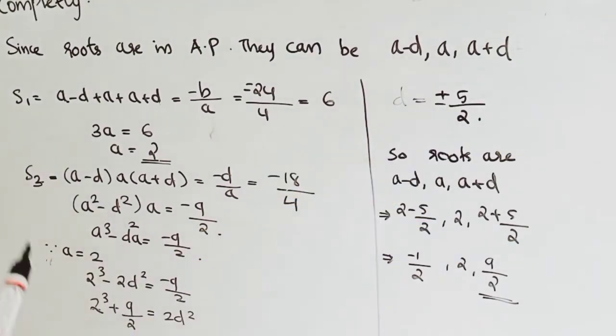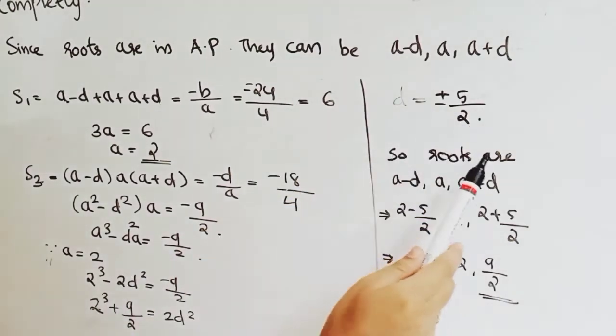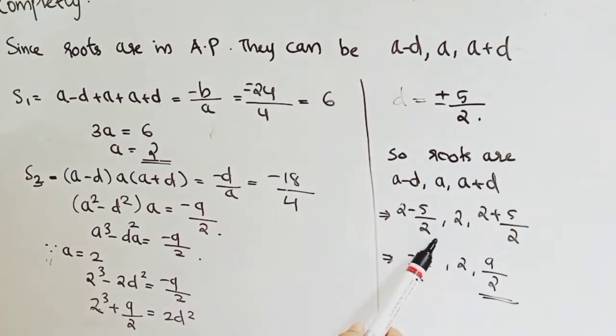Now we have got a and d. So the roots are a minus d, a, a plus d. That is 2 minus 5 by 2, 2, 2 plus 5 by 2. That is minus 1 by 2, 4 minus 5, minus 1. Minus 1 by 2, 2. And 2 plus 5 by 2, it is 4 plus 5, 9 by 2. So the roots are minus 1 by 2, 2, 9 by 2.